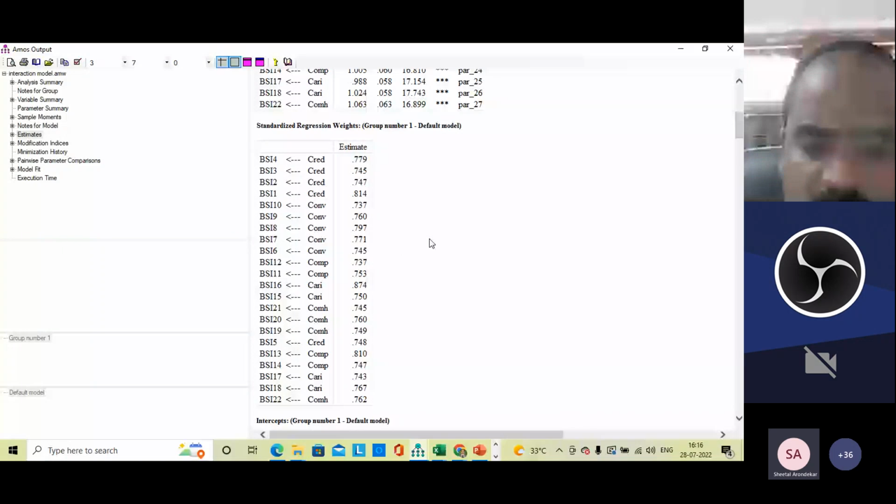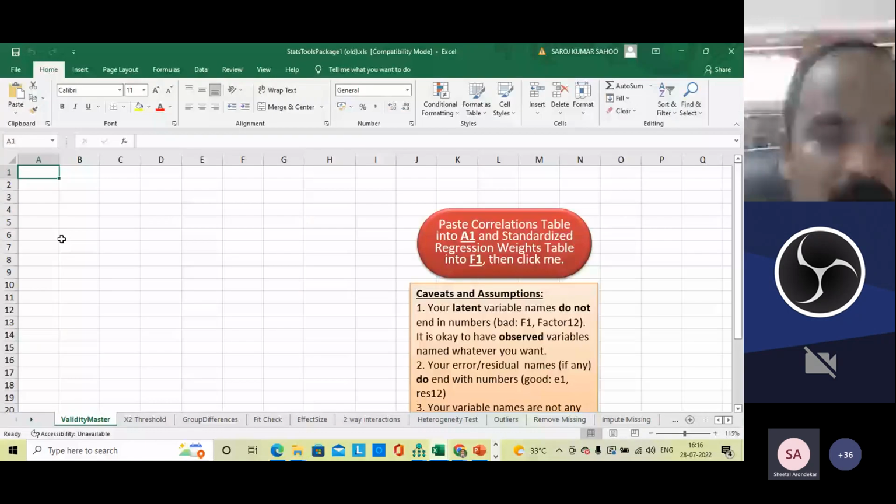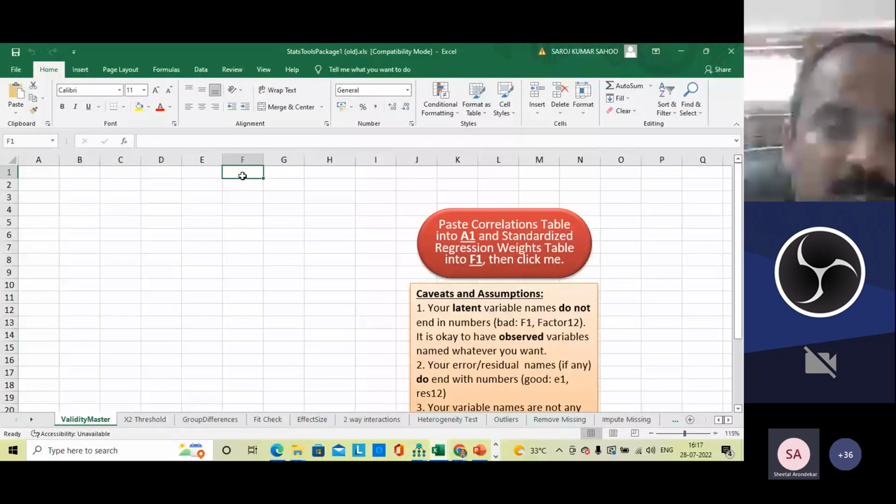Go to the file, go to the Excel file. I am doing it in the old Excel file first, in order to show you all the calculation that I have made yesterday.